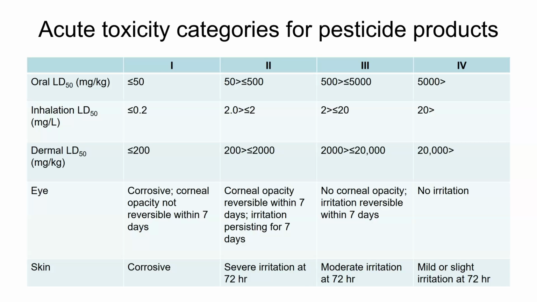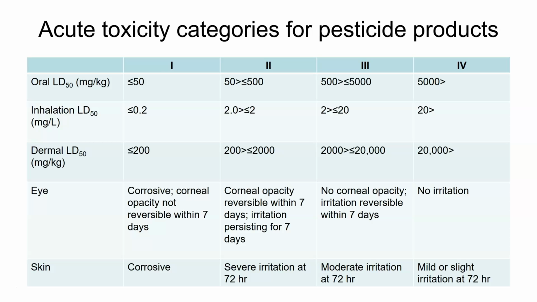On the eye, they look at corrosive, whether or not it creates corneal opacity, whether or not the corneal opacity is reversible within a 7-day period. If it is, then they look at irritation and how long does the irritation persist for. On skin, you look at whether or not it's corrosive. That means you're going to get acid burns. You take something like sulfuric acid, that's corrosive.